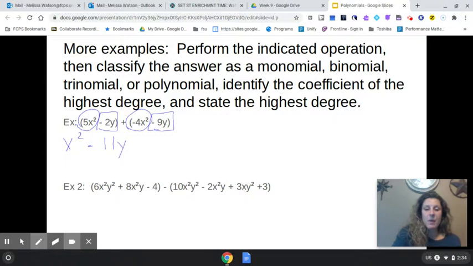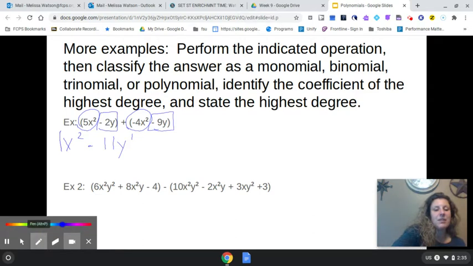The exponents, we have x squared, so that has an exponent of 2, and y, I'm going to go ahead and write the first power on that. So the highest degree is 2, because that's the highest exponent. And the coefficient of that term is 1. The last thing we want to do is classify this as a monomial, binomial, trinomial, or just in general polynomial. Since this has 2 terms, it would be a binomial. So it's a binomial. It has a coefficient of 1 on the highest degree term of 2.